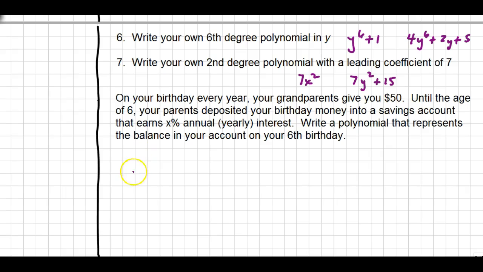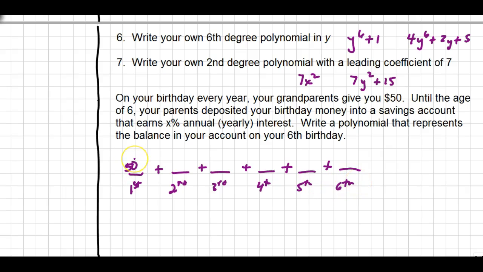Usually for these types of questions, I write out blanks for myself that represent each birthday. That helps me keep track of all the different terms. So I'm going to have 6 terms all together. And just for the sake of visual reference, I'm going to indicate that this one's my 1st birthday, 2nd birthday, 3rd birthday, and so on. So on my 1st birthday, I get $50 from them. On my 2nd birthday, I get $50, and so on.